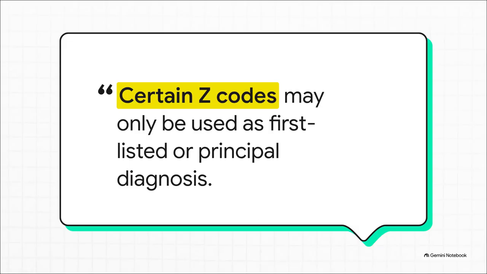And the official guidelines? They do not leave this up for debate. CMS explicitly states, and I quote, "Certain Z codes may only be used as first listed or principal diagnosis." That is a mandate. Whether it's Z30 for contraceptive management or Z38 for a live-born infant according to the place of birth, if the guideline dictates it must be first listed, it has to be first listed. Missequencing these codes is honestly one of the fastest ways to trigger an automatic denial from a payer.